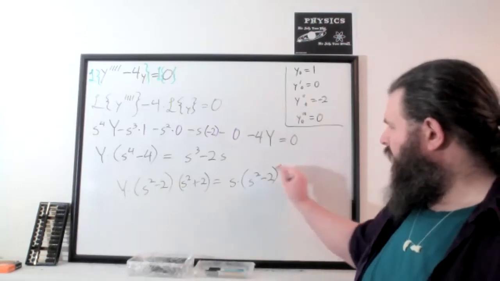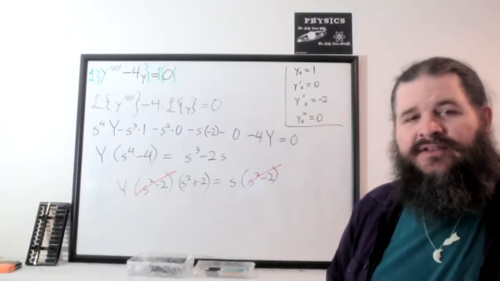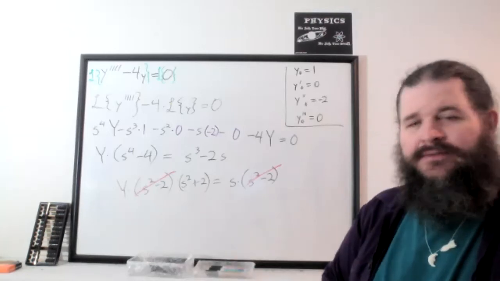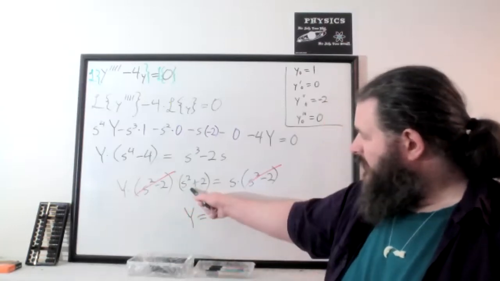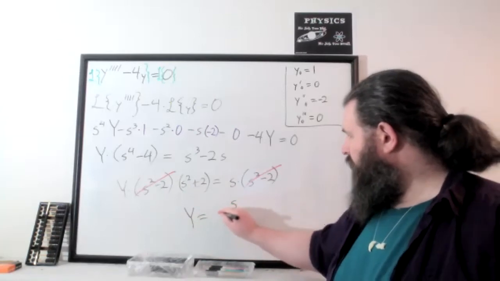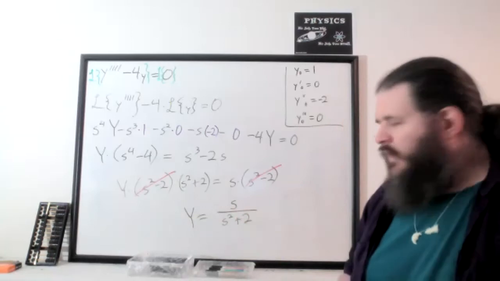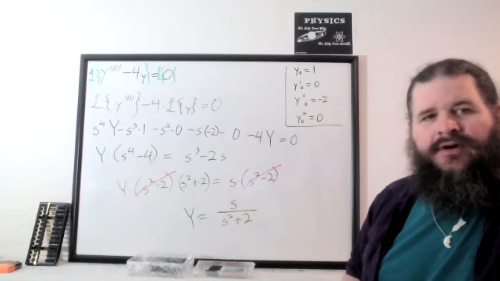We can just divide both sides by s squared minus 2, and that simplifies things considerably. That's a lot less that we're going to have to worry about when we split this up into partial fractions. So, of course, we're going to want to divide by this. So we just get s over s squared plus 2. That looks much easier to deal with. Any questions on that so far?